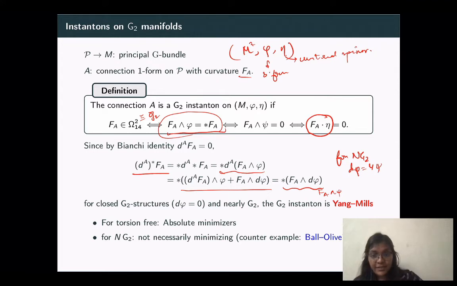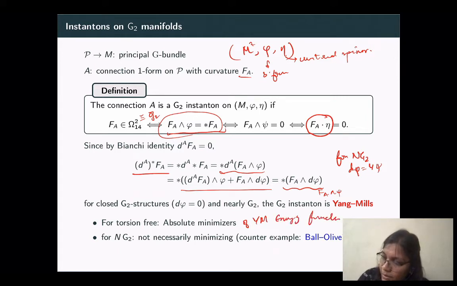But there is a difference between nearly G2 manifolds and torsion free with respect to the G2 instantons. For both of them, the G2 instanton is Yang-Mills, but for torsion free G2 structures, they are not just critical points of the Yang-Mills energy functional, they are also the absolute minimizers of the Yang-Mills energy functional, which is not true for the nearly G2 case. So for the torsion free, they are also stable critical points, but for the nearly G2, they are not the absolute minimizers of the Yang-Mills energy functional.